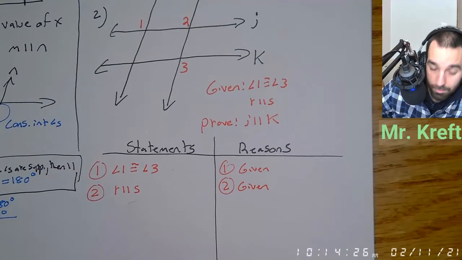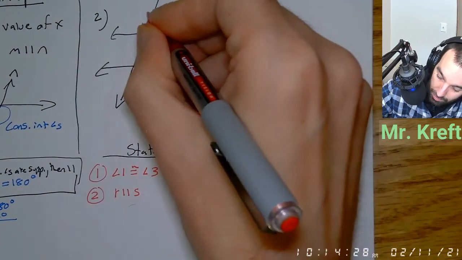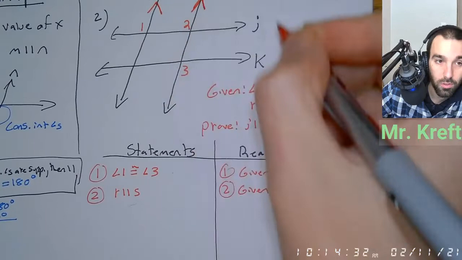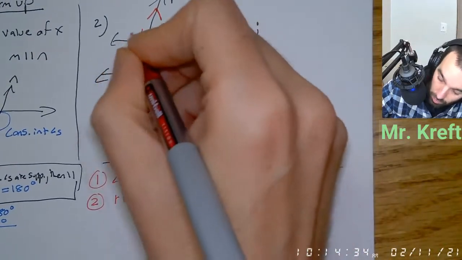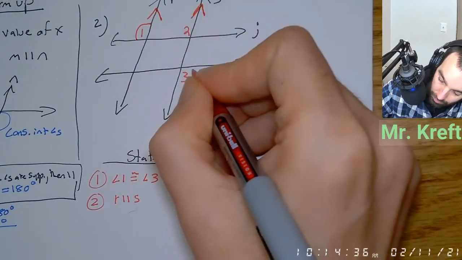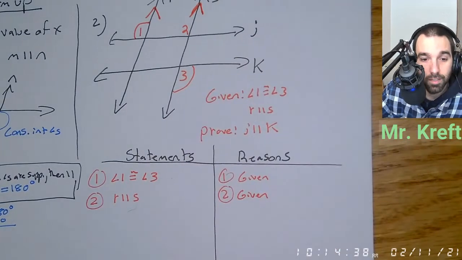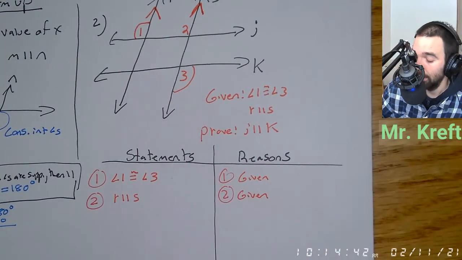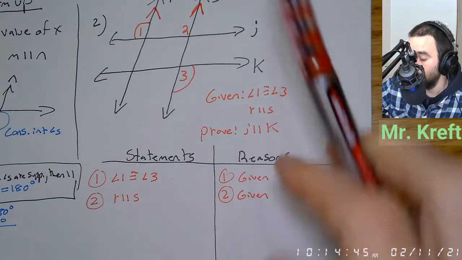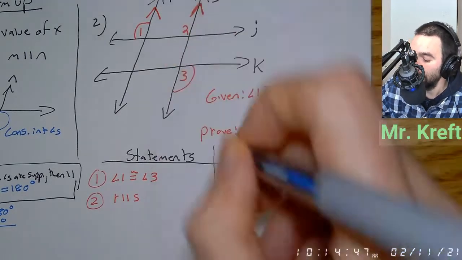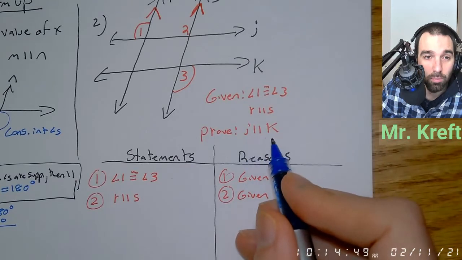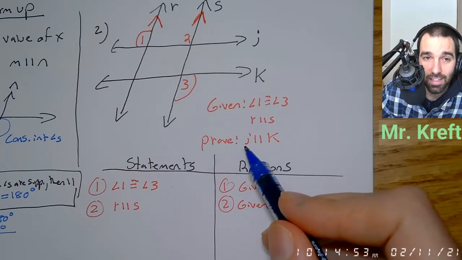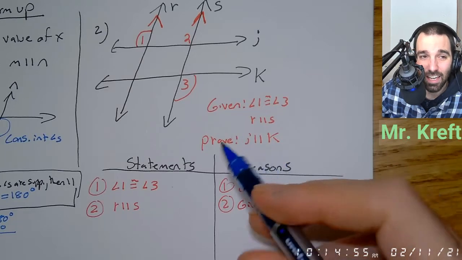Then I'm going to update my diagram. It says r is parallel to s, so I'm going to add an extra pair of arrows here so I know they're parallel. And then it says angle 1 is congruent to angle 3. Okay, so I wrote down my givens, and then I updated my diagram. Now we have to make a plan. For my plan, I want to get J is parallel to K, so I need an angle on line J, and I need an angle on line K.